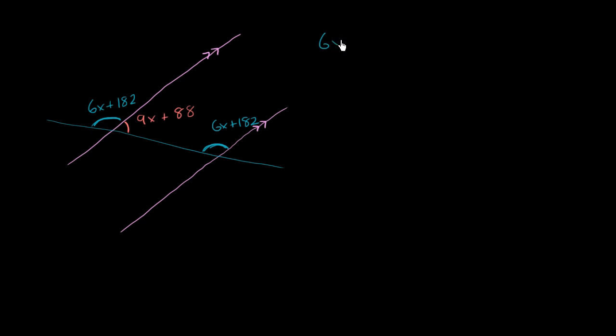So we know that 6x plus 182 plus 9x plus 88 is going to be equal to 180 degrees. And now we just have to simplify this thing. So 6x plus 9x is going to give us 15x. And then we have 182 plus 88. Let's see, 182 plus 8 would get us to 190, and then we add another 80, which gets us to 270. Plus 270 is equal to 180.